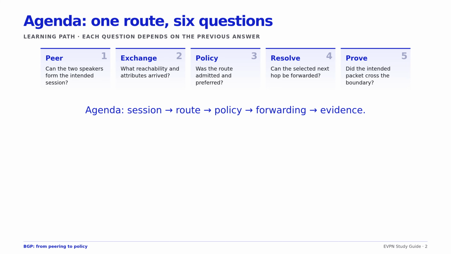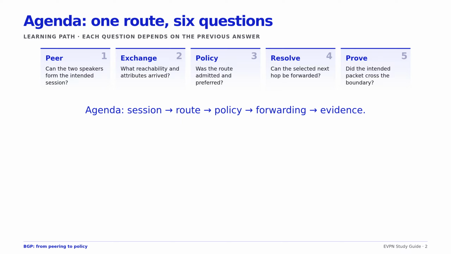Here is the agenda. First, we establish what BGP carries and how a session becomes operational. Second, we separate eBGP, which crosses an autonomous system policy boundary, from IBGP, which distributes selected reachability inside that system. Third, we dissect an update and follow a route through policy, path attributes, selection, and next hop recursion.